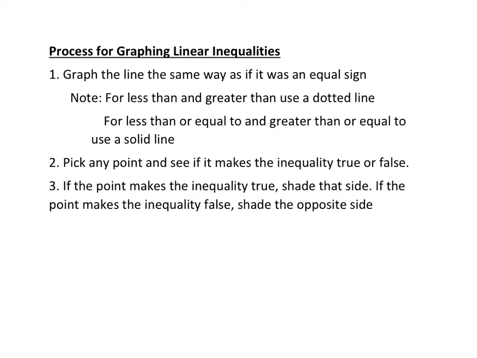Then pick any point. And I should specify, make sure that that is not on the line. Pick any point that is not actually on your line, and check to see if the inequality is true or false. If the point makes the inequality true, shade that side. If the point makes the inequality false, shade the opposite side. So let's see how this works.